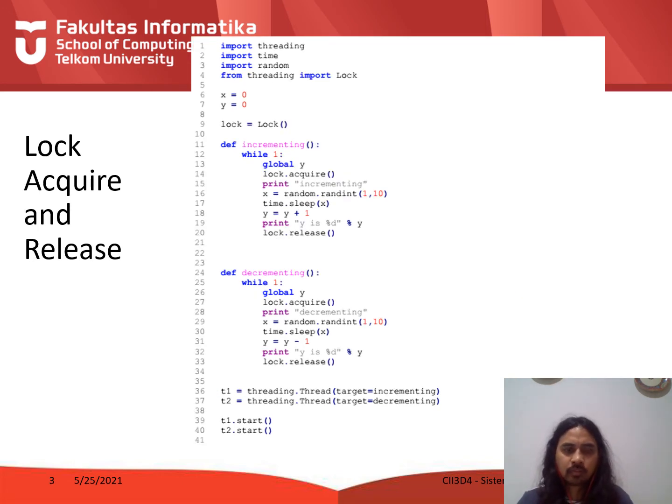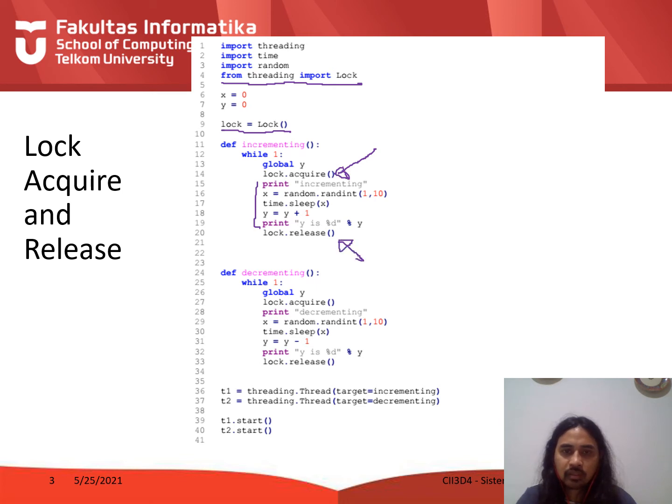So this is the program that uses lock acquire. What do you need to create this program? First, you need to import Lock from threading. Inside threading, there is a library called Lock, and we import that. And then we create a variable, called anything you want, that calls the Lock function. And before you enter the critical section, you write lock acquire. And then when you are done, you write lock release.